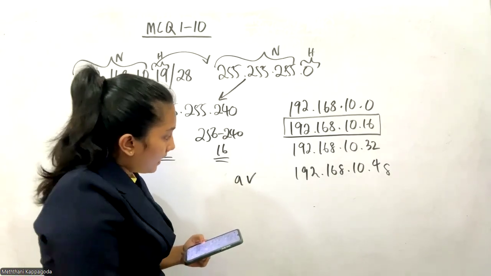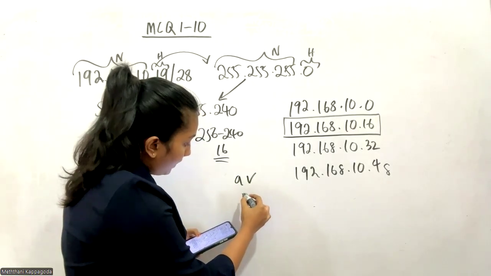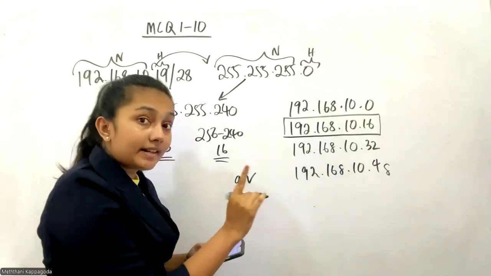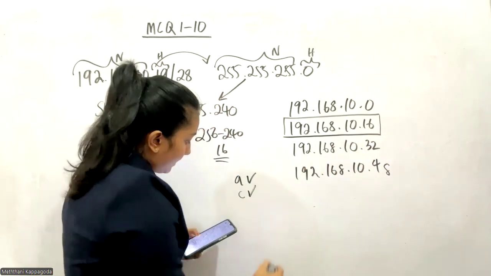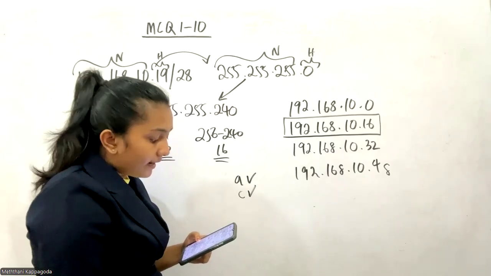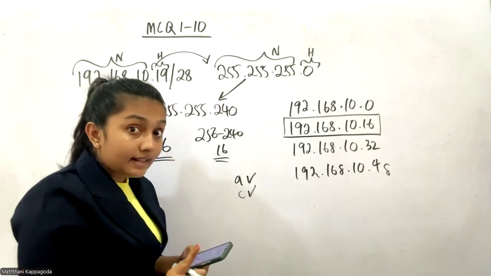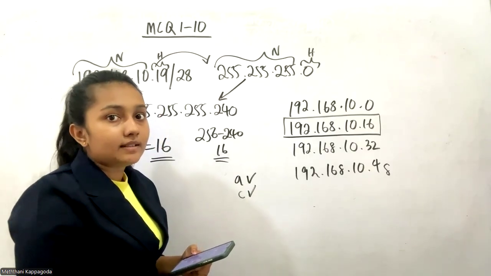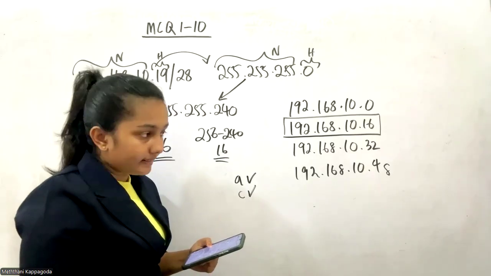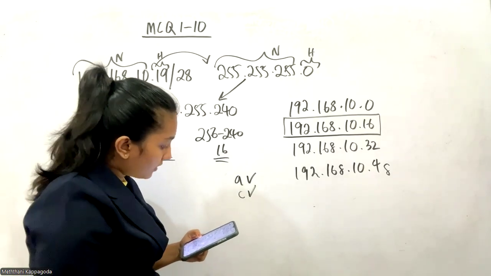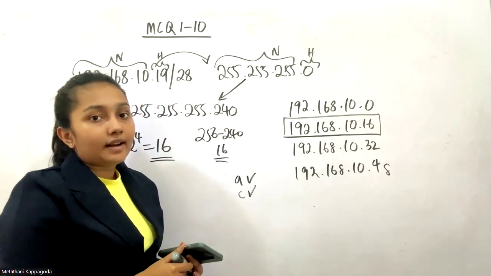Then C, 192.168.10.17. 17 is correct. It is in this range. Therefore, C is correct. Then D, 192.168.10.31. 31 is the broadcast address. It means it is not a host address. Therefore, that is incorrect. Therefore, your answer should be A and C only. Answer number 4.